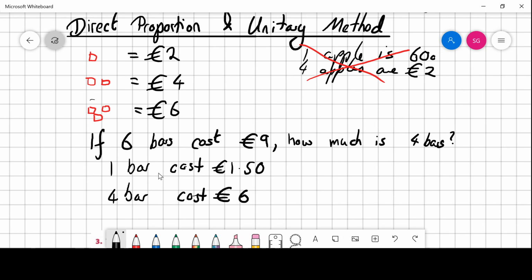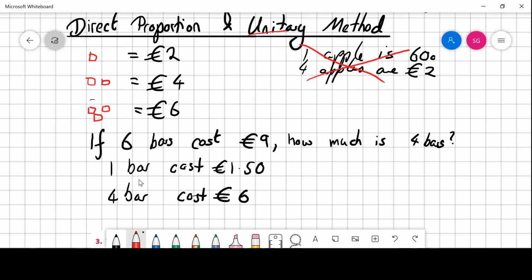So this is what we mean by the unitary method. Notice one of the words here, unit, singular. So unitary method is find the cost of 1, and then from that you can find the cost of anything. And you could do the same thing with if a car goes this distance on this many litres of petrol, how far will it go with this much petrol?